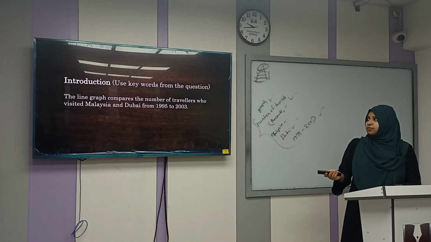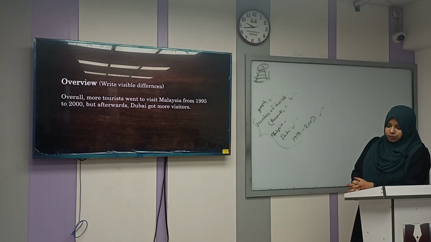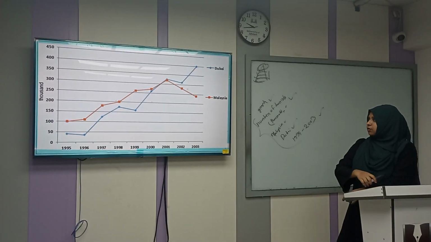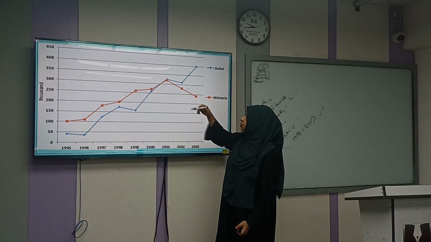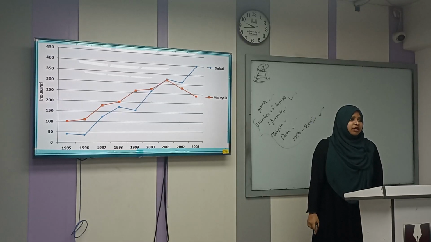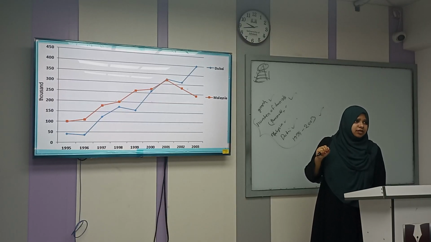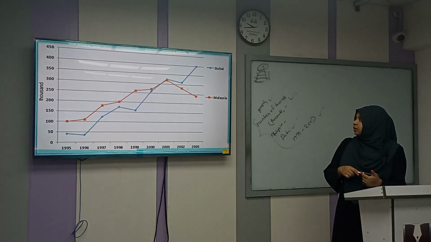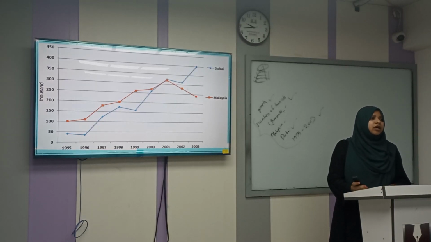Then comes overview. Overall, more tourists went to visit Malaysia from 1995 to 2000, but afterwards Dubai got more visitors. So that কি বললো, এই যে এখানে ওরা ইন্টারসেক্ট করেছে তাই না? এর আগে পর্যন্ত কোন লাইনটা সবসময় উপরে ছিল? Malaysia was always up and Dubai was comparatively lower than Malaysia. So until or unless it was 2001, the visitors went to Malaysia more than Dubai, and after that the scenario was exactly opposite. That is my overview.